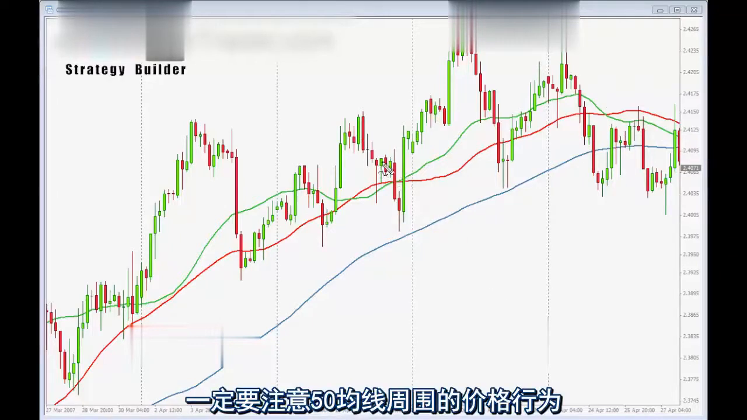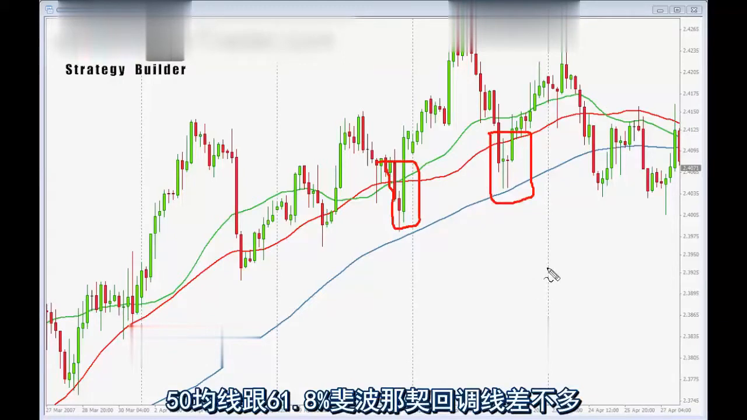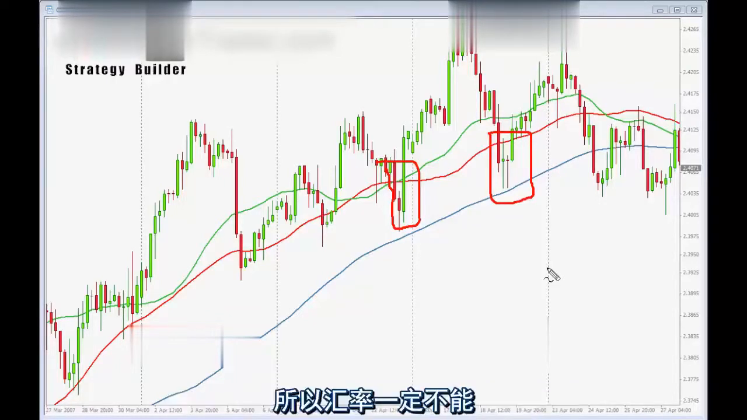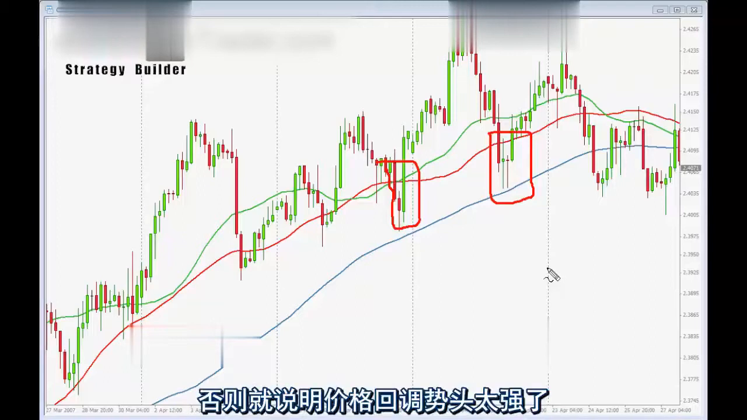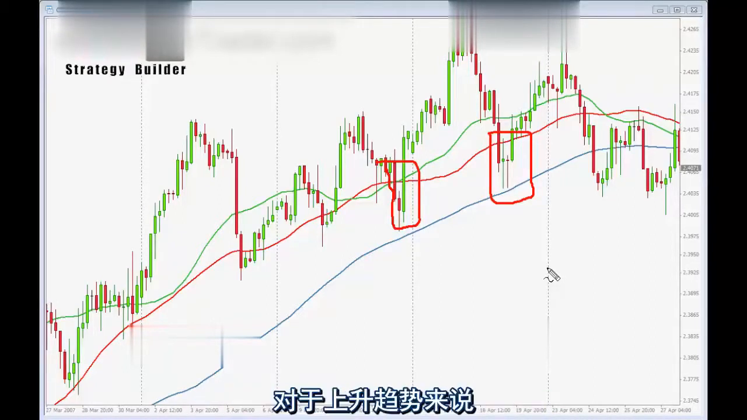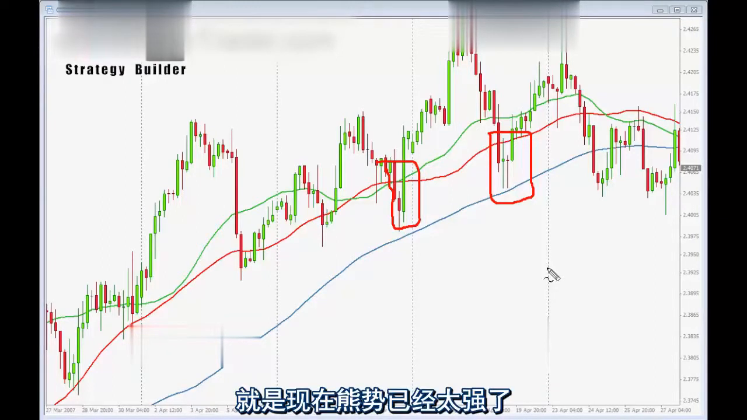Like I say, it's important to follow price action around the 50. The 50 simple moving average, like I say, is similar to the 61.8 Fibonacci retracement. You don't want your retraces to breach the 61 Fibonacci retracement by too much. It means that the retracement is getting too strong. The bears, in this case, since we are in an uptrend, are regaining strength. They are not totally dead at all.